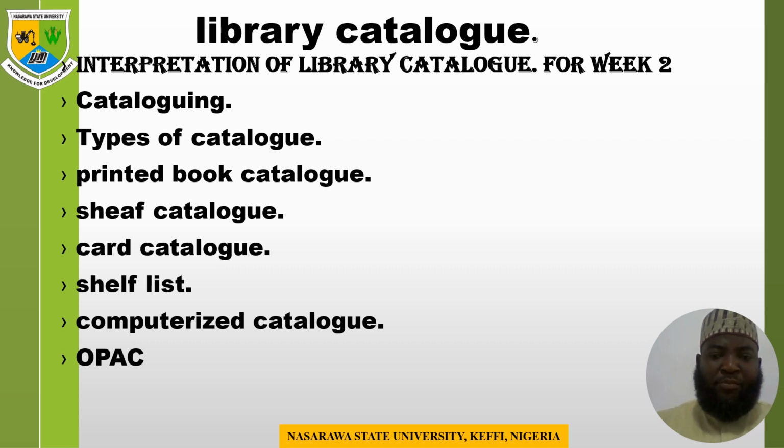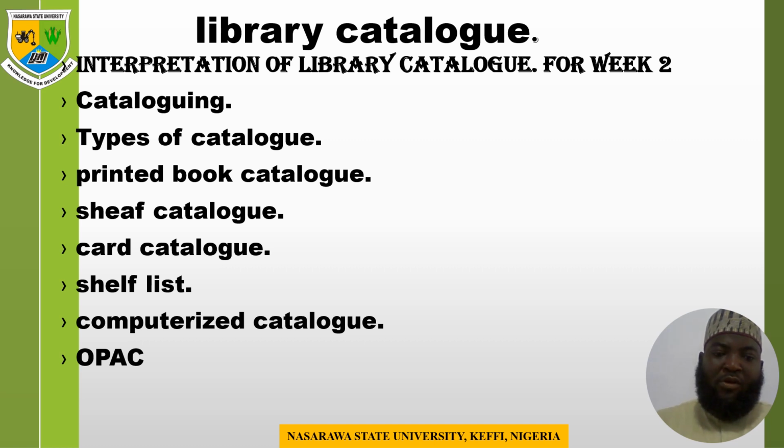By this, when we say bibliographic record, we mean, if it is a book, the name of the author, the title of the book, the place of publication, the publisher's name, the date of publication, the pagination, and the ISBN, which is the International Standard Book Number. All these are what we refer to as bibliographic records.